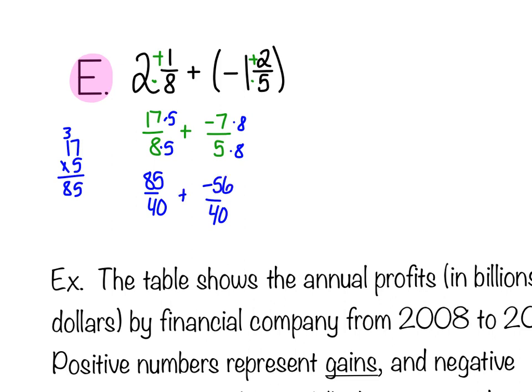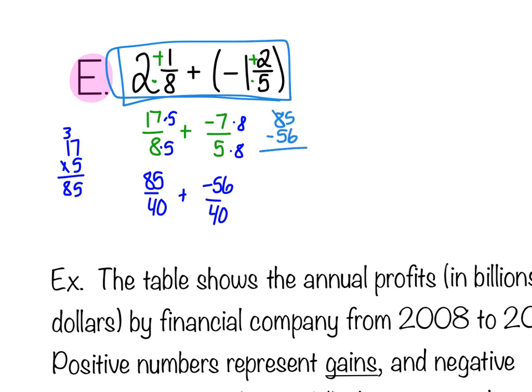that's a -56/40. We've got different signs, and we could actually tell that even up here in the original problem. So we're going to subtract. So 85 minus 56. Got to borrow from the 8 to make it a 7. And 15 minus 6 is 9. And 7 minus 5 is 2. Keep the sign of the larger number.